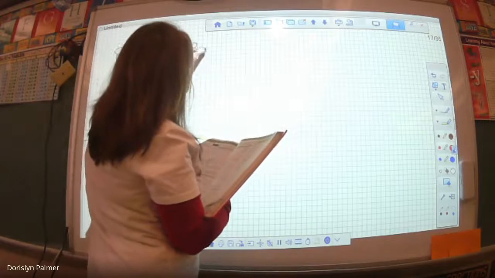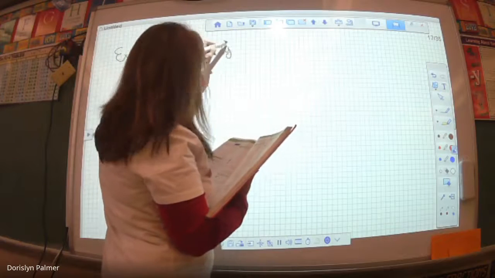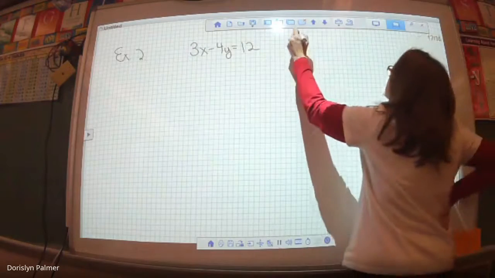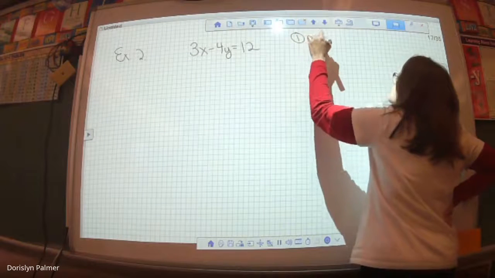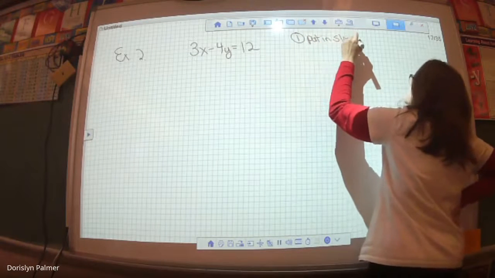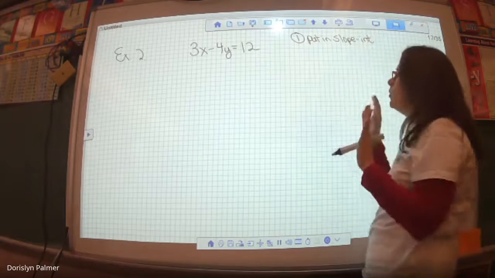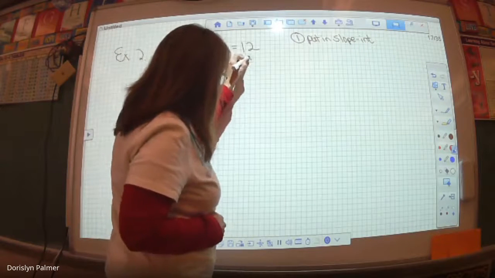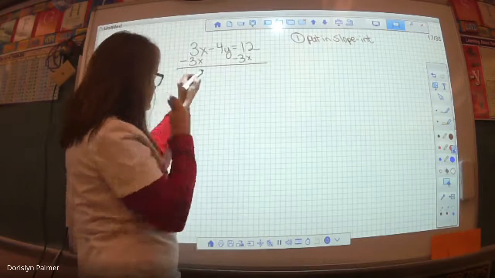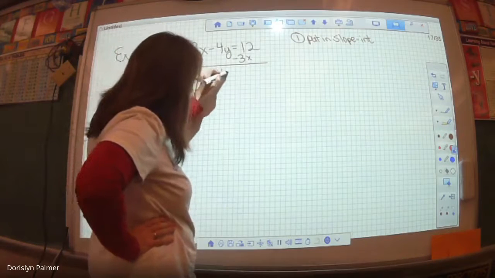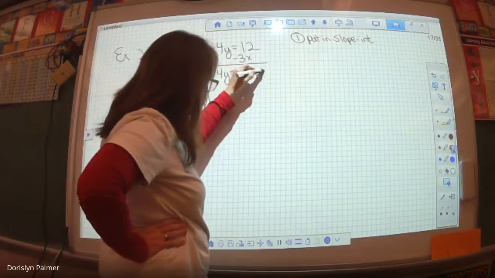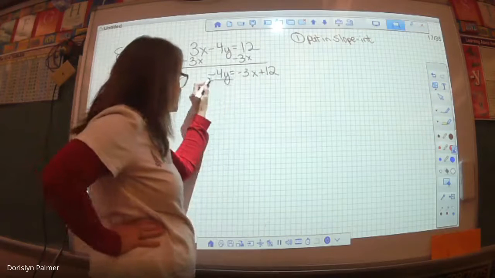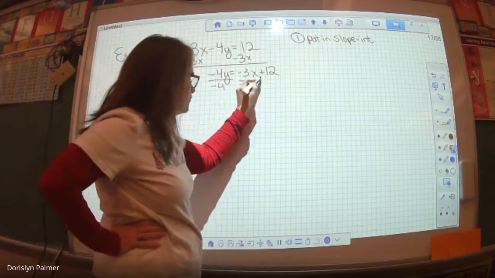So 3x minus 4y equals 12. All right. Step 1, put in slope-intercept form. I'm just going to write myself a note there: put in slope-intercept. So that means I want y on the left, everything else on the right. So I'm going to subtract 3x from both sides, because I want to get my y all by itself. Those cancel out, and I have -4y equals -3x plus 12. But y has to be all by itself, so we have to divide by -4 everywhere.